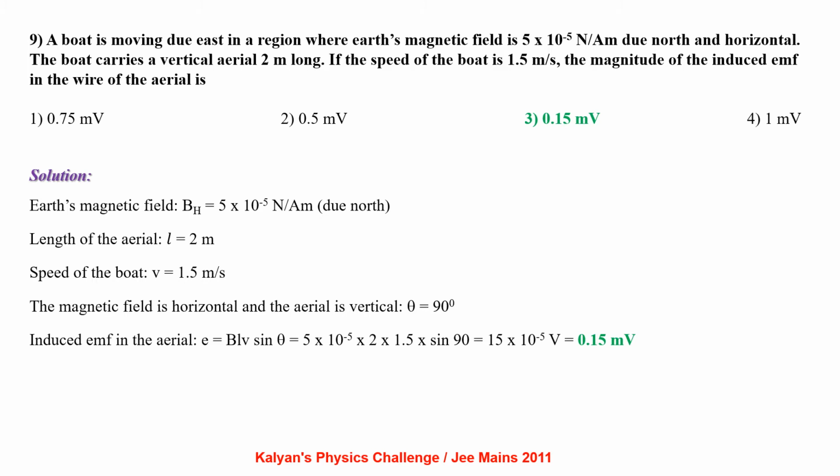Aerial is nothing but a vertical antenna made up of some metal. Now here the aerial will be cutting the horizontal component of Earth's magnetic field. So it is a problem based on motional EMF. The EMF is given by E equal to BLV sin theta, where theta is the angle between the magnetic field and the velocity vector. In this case it is 90. So it is E equal to BLV. Upon substituting the given data, we obtain it as 0.15 millivolt.